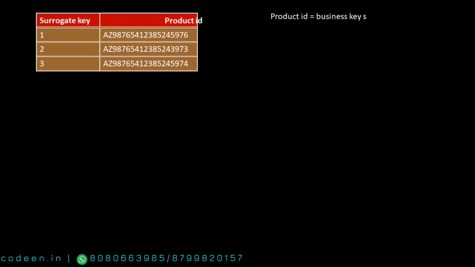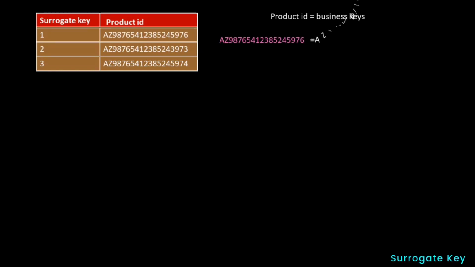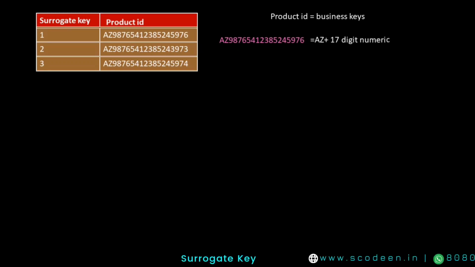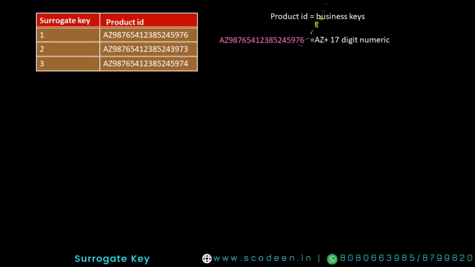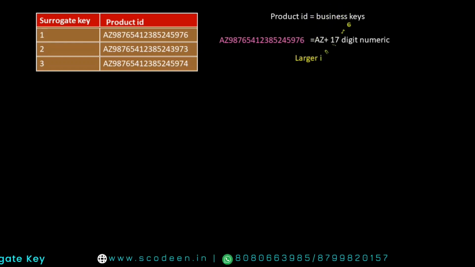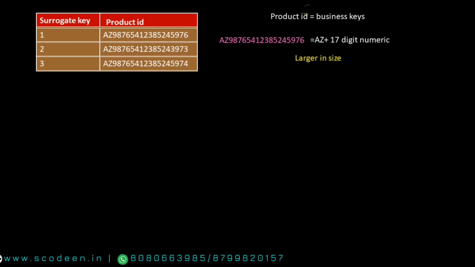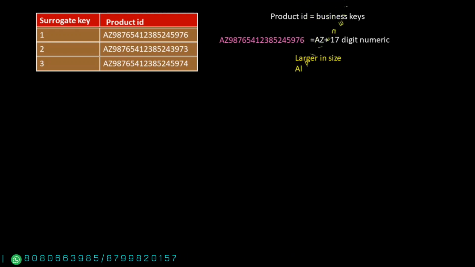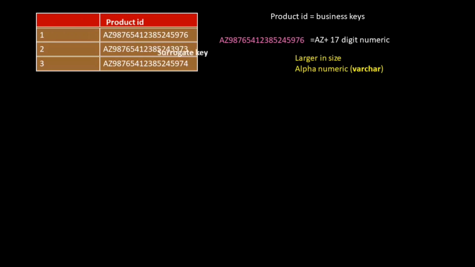So product ID, basically we can call it a business key, because every business key in each and every organization is designed with some specific logic. Here we can observe AZ is the organization code and a 17-digit numeric value. So if we analyze, generally the business key is larger in size for each and every organization. And if we analyze the data types, it is alphanumeric, that is varchar.